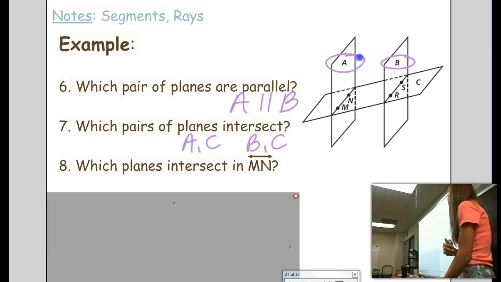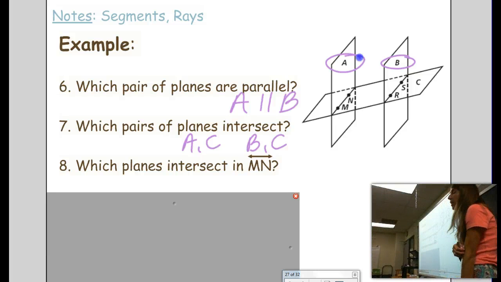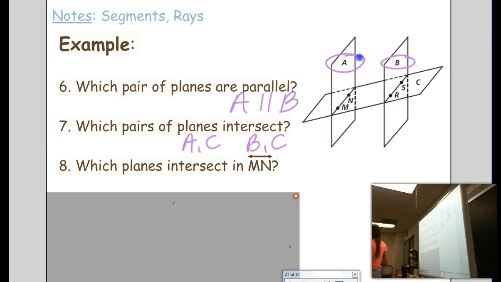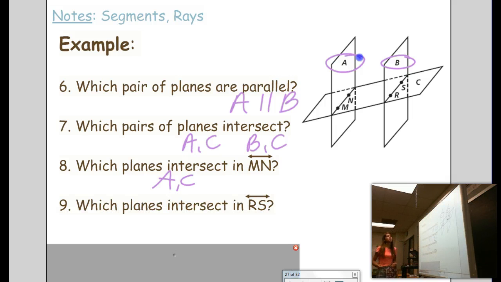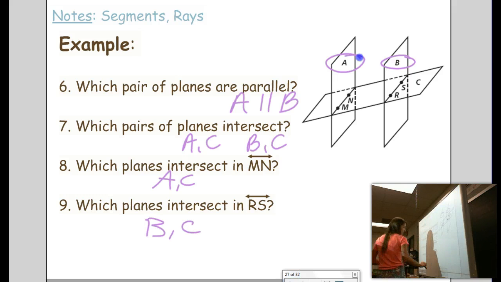Which planes intersect in line MN? Because remember, when 2 planes cross, you get a line. So which 2 planes are crossing to get MN? Got it? A and C. Which planes intersect to get RS? BC. That's all we have to say about that.